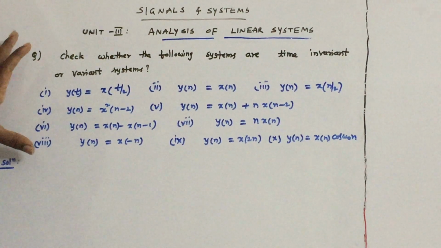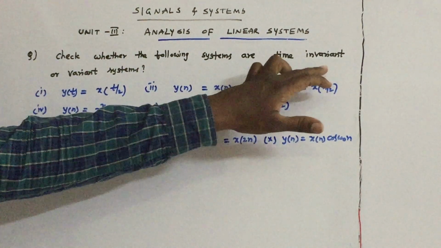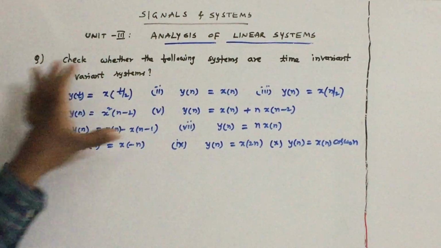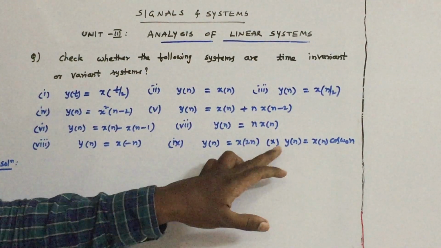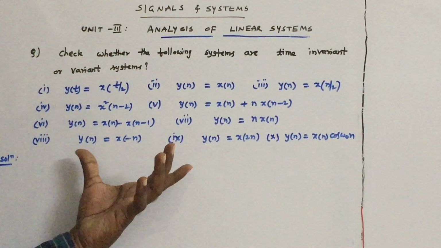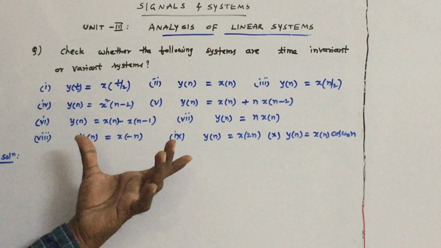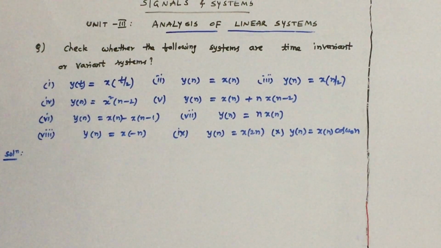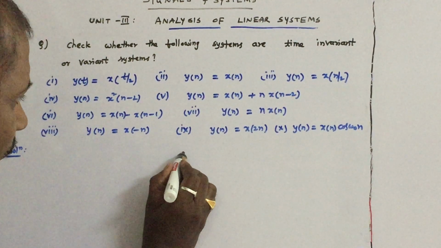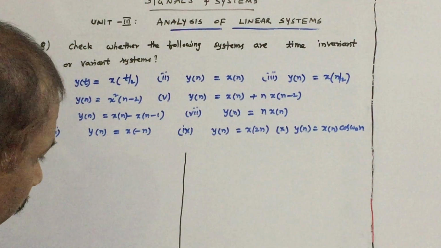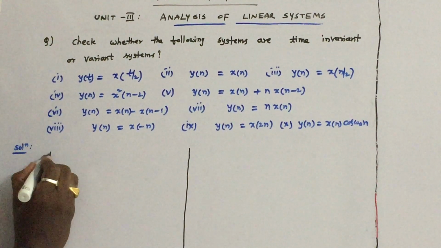Let us see some more working examples on time invariant or variant systems. I have given different questions, 1 to 10. Let us see whether these systems are time invariant systems or variant systems. Let us see one by one, very simple. First, let us take the first one given.